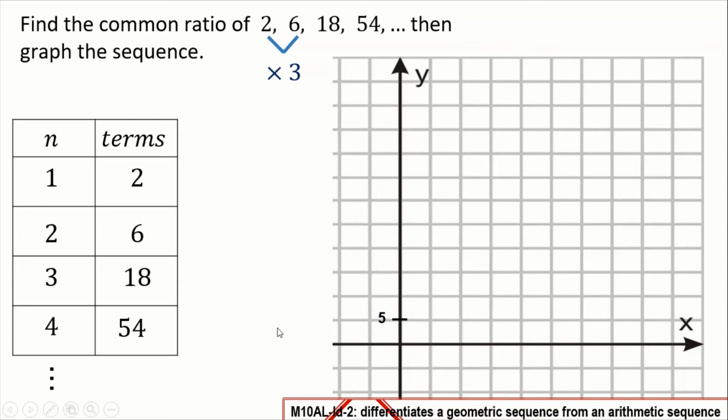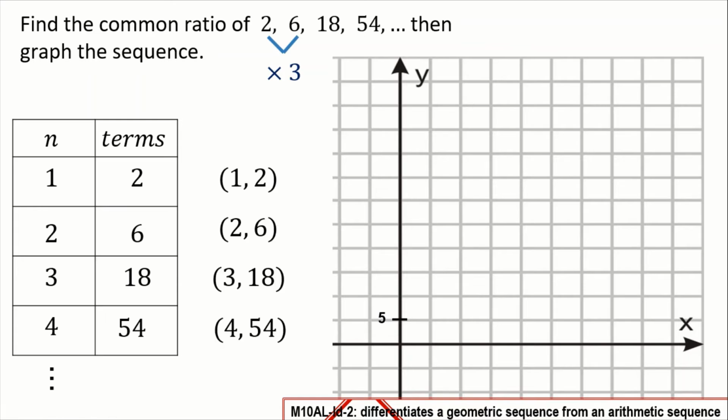So, meron tayong mabubuong 4 na ordered pairs. So, we have (1, 2), then we have (2, 6), (3, 18), and (4, 54). Graph muna natin. I-plot natin ang point ni (1, 2). So, ang x natin is as is, no? 1, 2, 3, 4, 5, and so on. So, 1, and then ang y value niya ay 2.